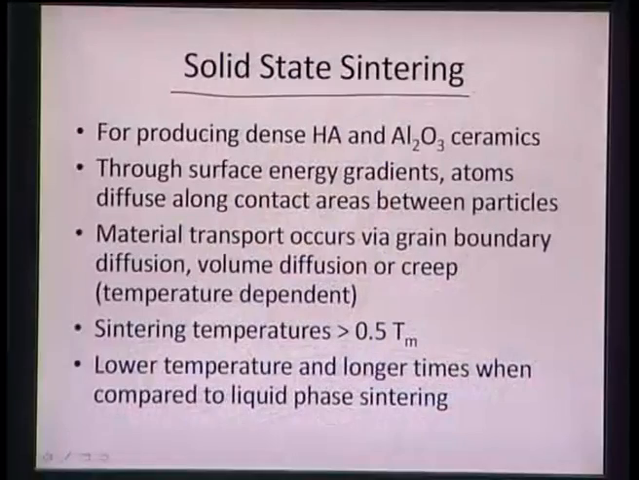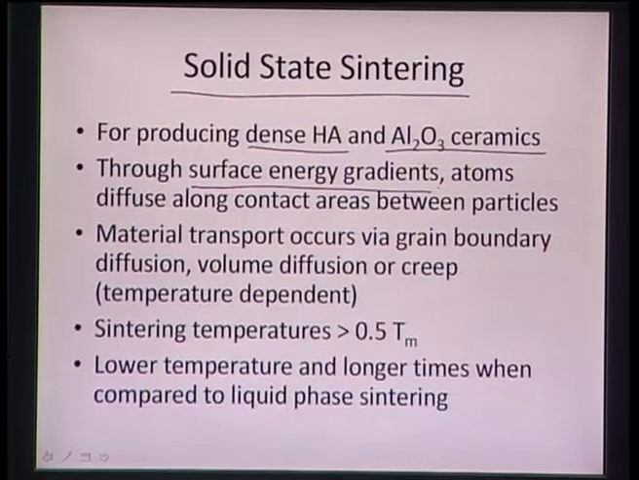And the next methodology of sintering is solid state sintering. In this particular case, it can be utilized for producing very dense hydroxyapatite or aluminum oxide ceramics, and basically this solid state sintering happens because of the surface energy gradients. In this case everything is in solid, so atoms diffuse along the contact areas between the particles. So we take certain particles, and atomic diffusion along the surface as well as along the lattice occurs because of the surface energy gradients. So they will tend to minimize their surface area.